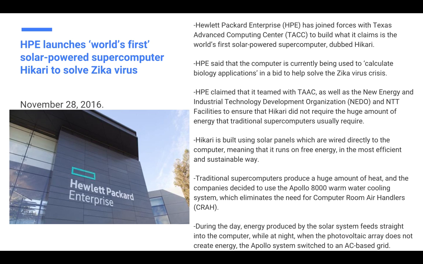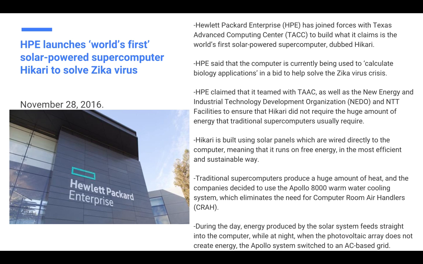When these companies teamed up, they wanted to ensure that Hikari did not require the huge amount of energy traditional supercomputers usually require, so they decided to build this computer using solar panels. The way it works is that the solar panels are wired directly to the computer, meaning that it runs on free energy in the most efficient and sustainable way.